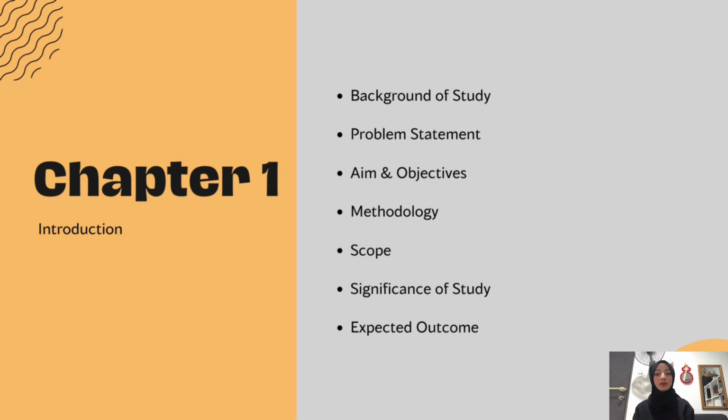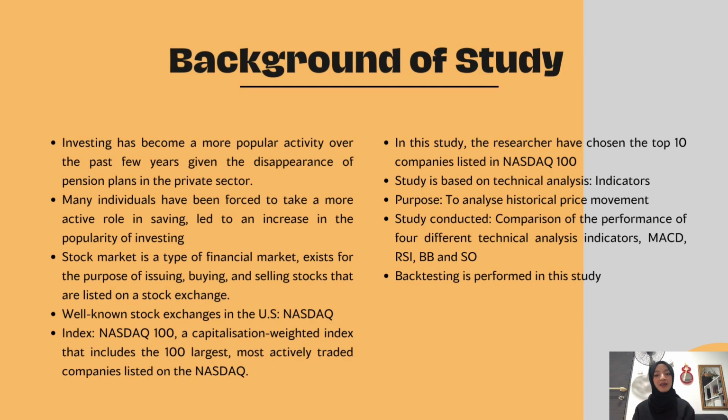Here's an overview of content that is included in my chapter 1. First, I will talk about the background of study for this topic, and then we'll go into the problem statement. Next is the aim and objectives, and further I will briefly explain about the methodology applied in this study, and the scope, moreover the significance of study, and lastly I will present the expected outcome of this study. Let us first dive into the background of study of this topic.